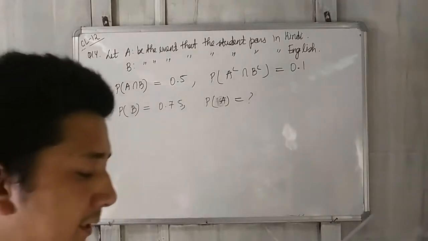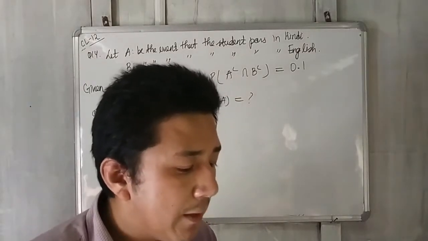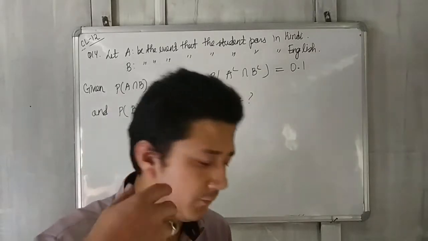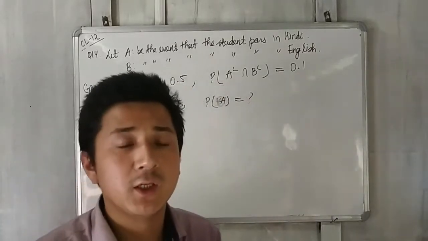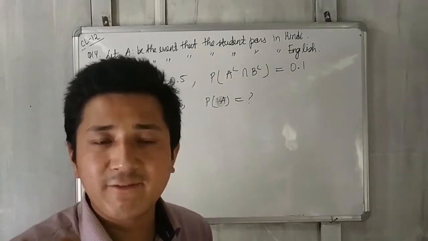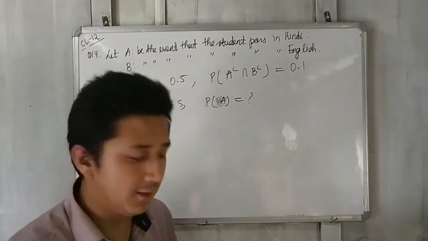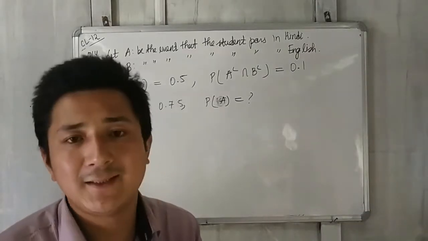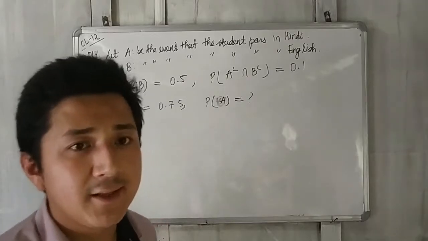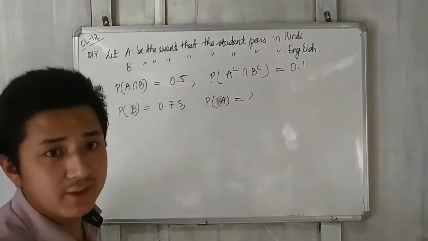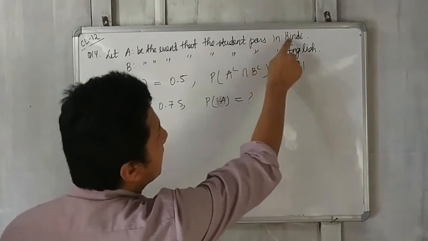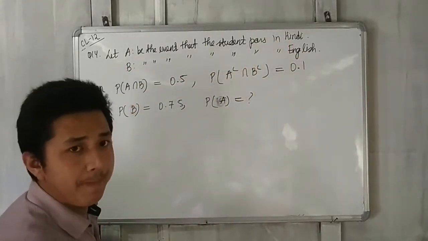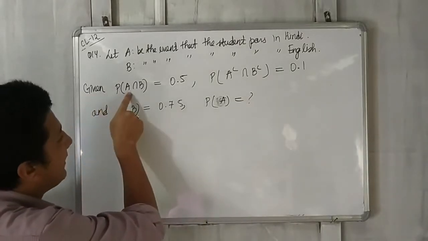The question says, the probability that a student will pass the final examination in both English and Hindi is 0.5. So the situation is about the student. The probability of neither passing is 0.1. Two conditions are there, so I've made two events. Let A be the event that the student passes in Hindi, and let B be the event that the student passes in English.